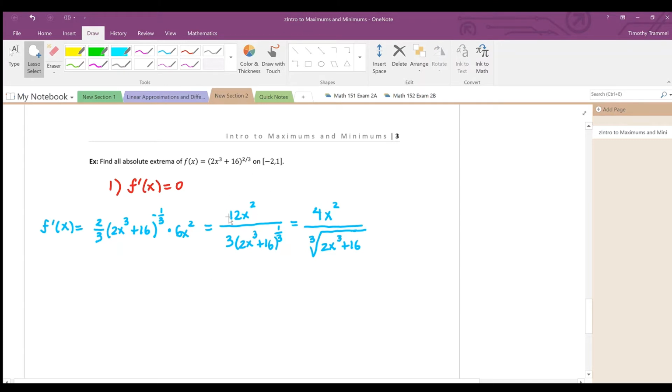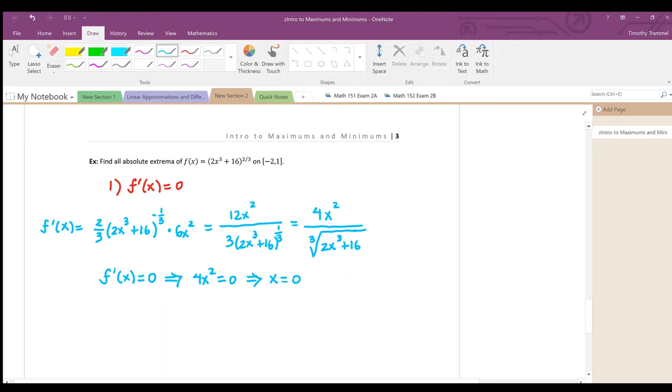Now, we would like to know when this thing's 0. Well, if you think back to what you know about fractions, you need 0 over some non-zero number to end up with 0. If we want f prime of x to equal 0, then that numerator must be 0. And if 4x squared is equal to 0, then x must equal 0. So this is one of our critical points.